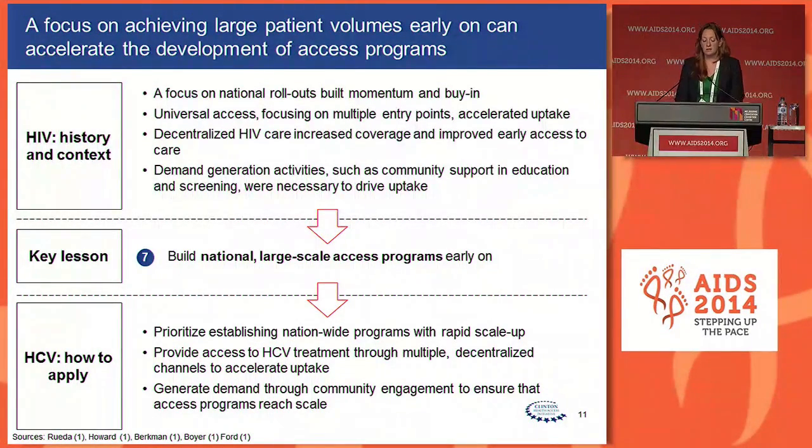Finally, the last lesson learned is definitely one of the most important. In HIV, there were partners in governments that dreamed big. There were partners in governments that said, we're not going to do small pilots, but we're going to go out there aggressively and have a big vision for national large-scale access programs. Those are very important, connecting that to the generic drug pricing.